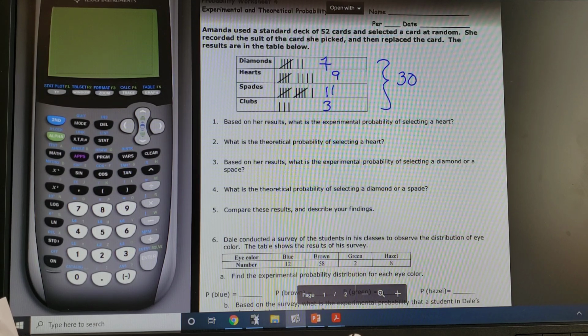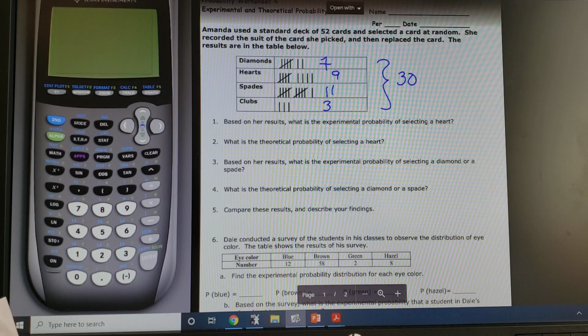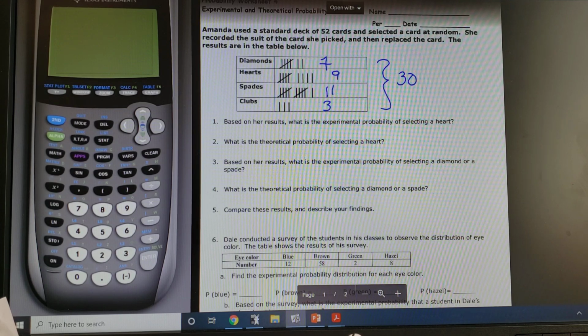Okay, so based on the results, what is the experimental probability of selecting a heart? So based on this chart, what are the chances of getting a heart, you guys? Any takers? Let's see, there are 9 hearts out of 30. What'd you say, Dan? I just couldn't hear you. Dan says 3 tenths.